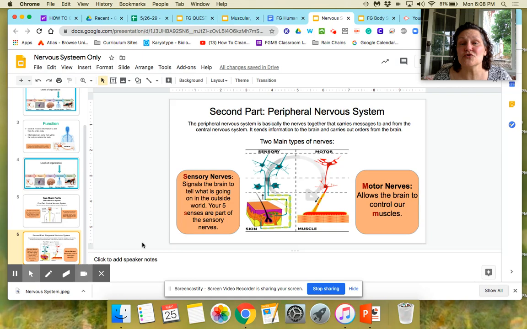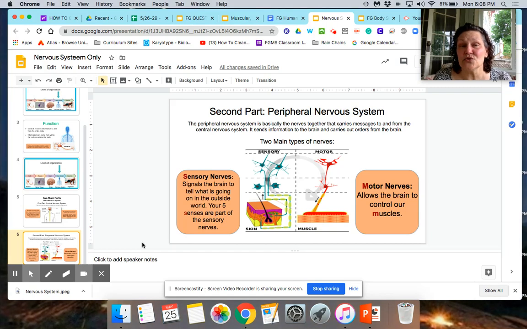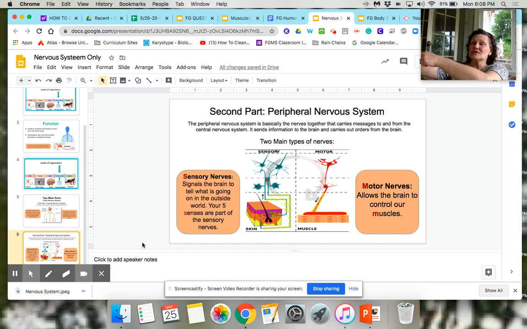So the peripheral nervous system is all of those nerves that carry messages. And where do they carry it to? They carry it to the central nervous system, right? So you pick your finger, the nerve impulse goes all the way up your arm, goes into your spinal cord, and then it goes up to your brain.